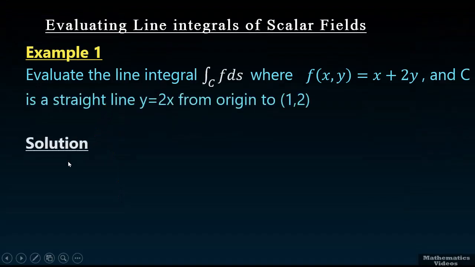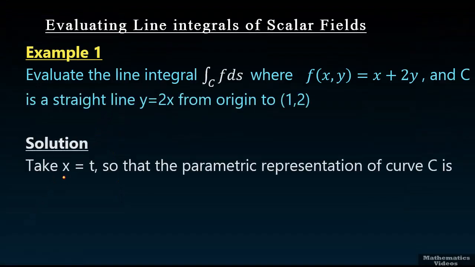For the first example, first I will take the variable x as the parameter. So it means that x in terms of t, or x as a function of t, is just equal to t. And from the equation of the curve C, which is the straight line y equal to 2x, it follows that y of t is equal to 2 times x of t. Since x of t is equal to t, therefore y in terms of t is just equal to 2 times t. Very simple.